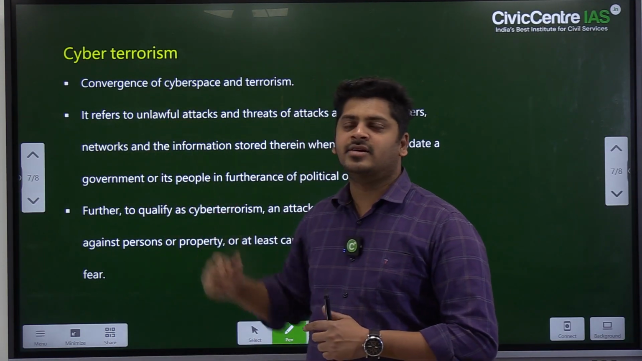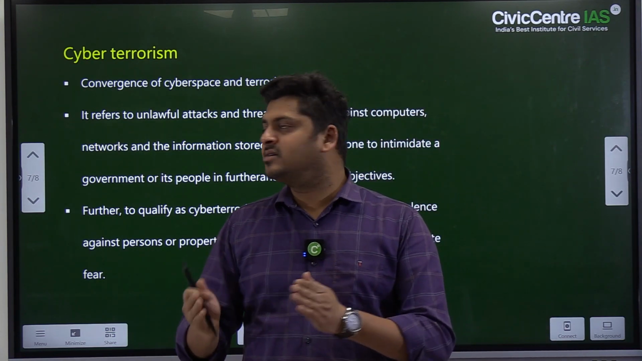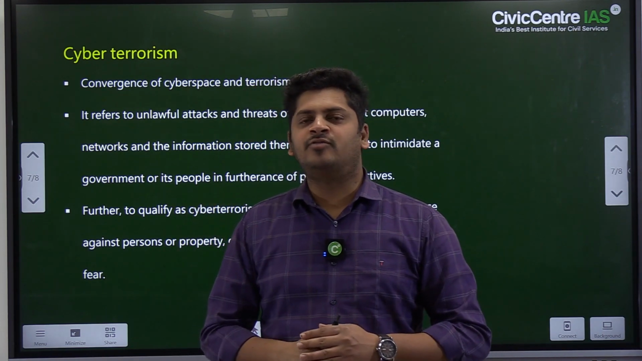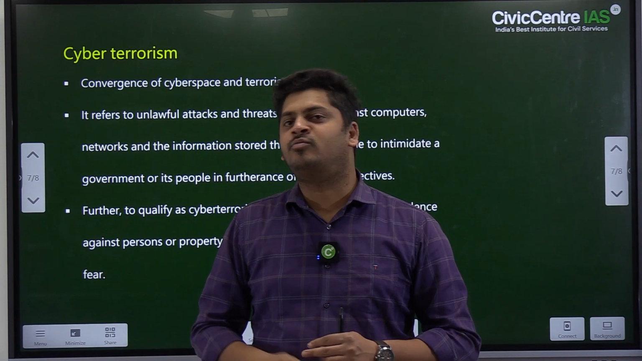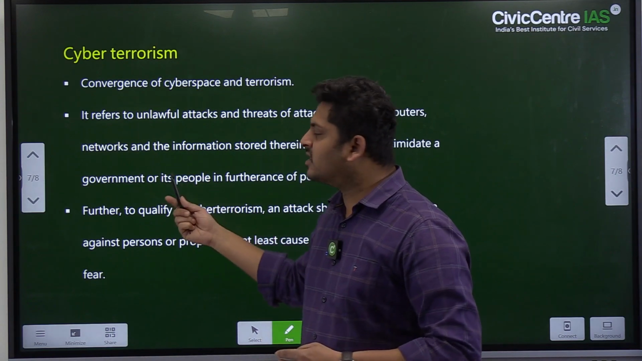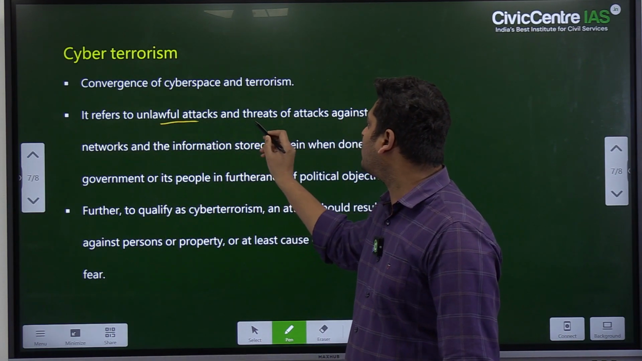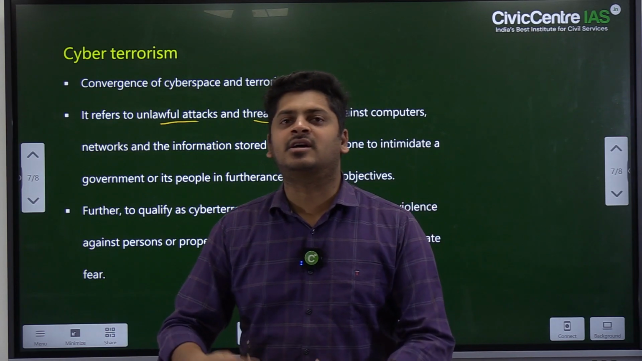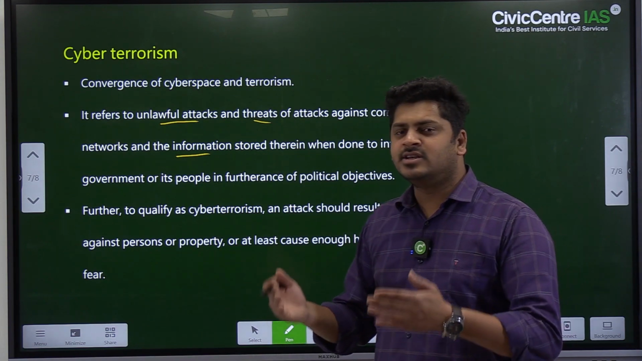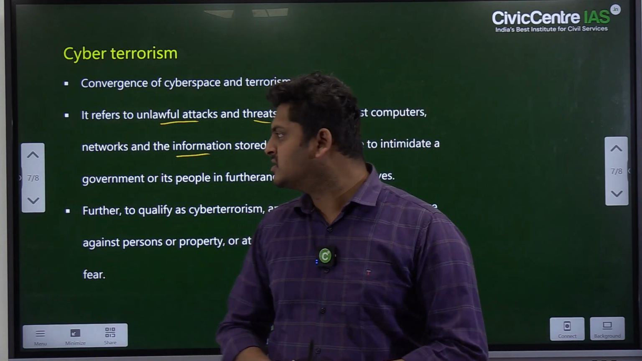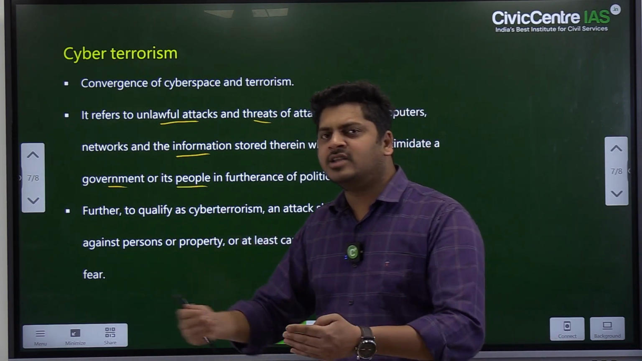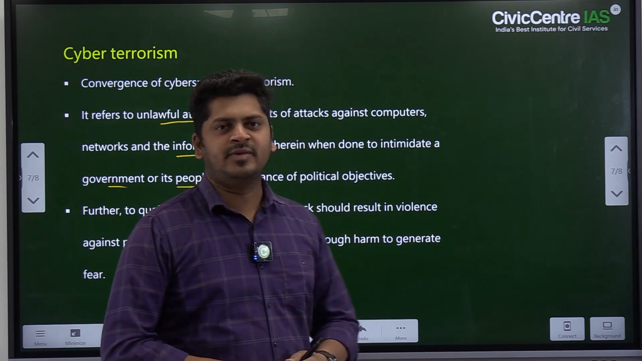Next we have cyber terrorism. In simple terms, it is nothing but the convergence of cyberspace and terrorism. The main purpose of terrorism is that they'll have some objective of political gains, right? And also to create violence or to create fear. So it is nothing but any unlawful attack or threats against computers, against computer systems, or against information stored by the government. This is mainly done to intimidate a government or the people of the nation. The main agenda would be political objectives.